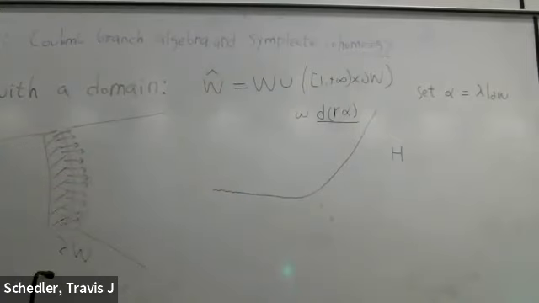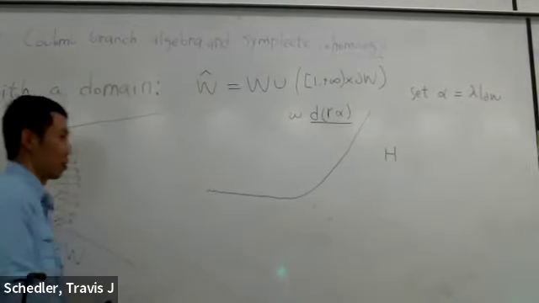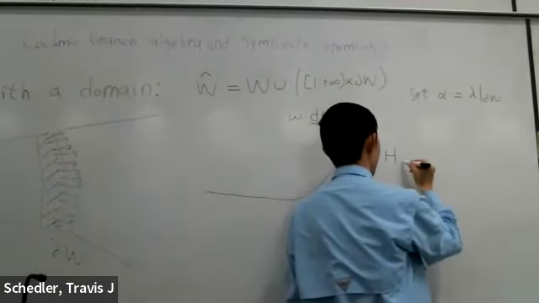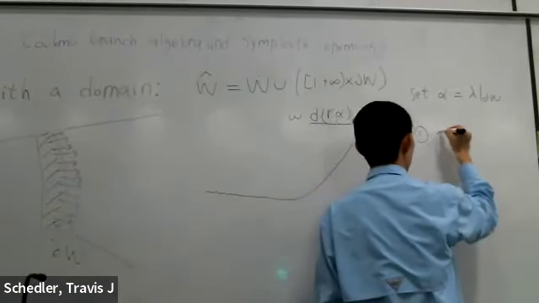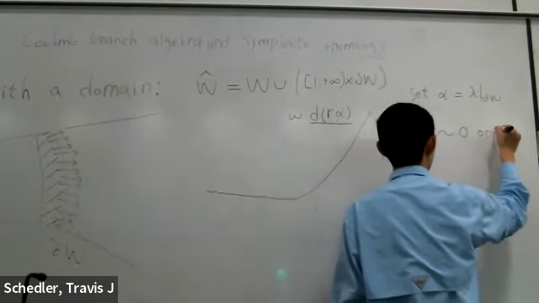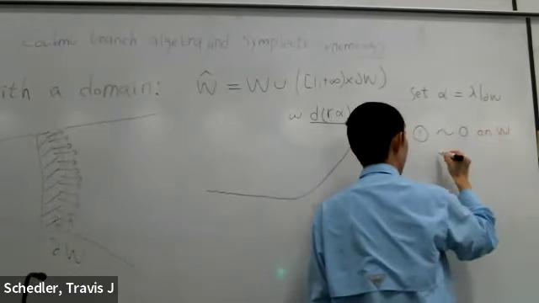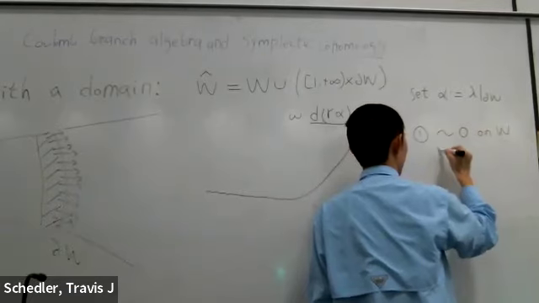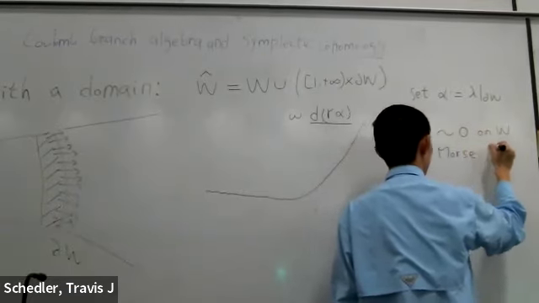Okay, so now we have this open symplectic manifold. We choose a Hamiltonian function, which is roughly 0 on W, so we satisfy some conditions. Let's say a Morse function.